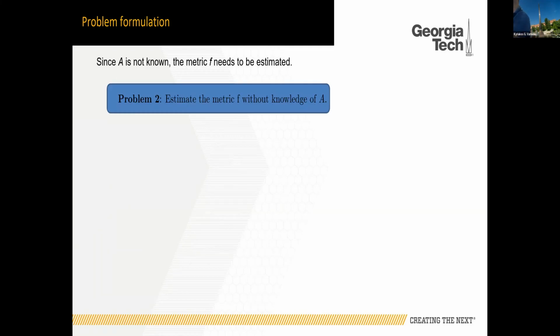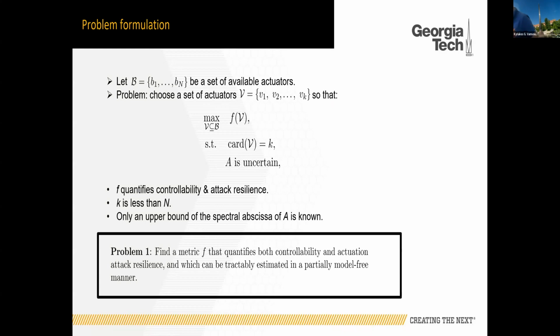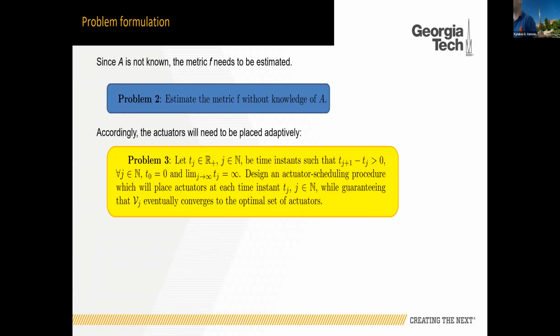Now, since A is not known, the metric of controllability needs to be estimated. I cannot just solve the optimization problem offline and then take the input and use it, because I have the constraint that I don't really know the A matrix. I know only, as I said here, an upper bound of the spectral abscissa. So problem 2 will be to estimate my F. And then problem 3, as I told you, is to make everything converge in an efficient and guaranteed way to the optimal set of actuators.